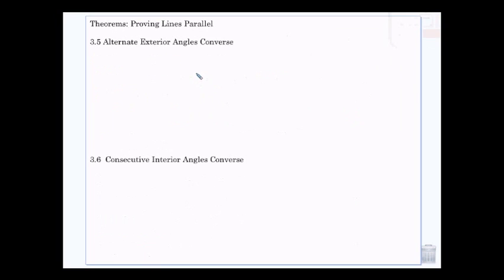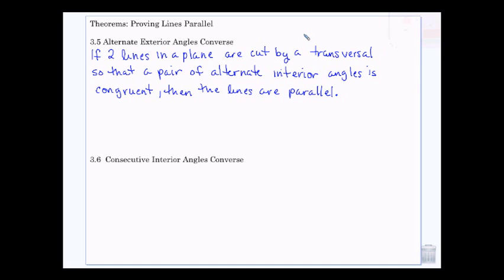All right, so now we have these theorems that we can use to prove lines are parallel. Now when I say we're going to prove lines are parallel, I don't mean we're going to write proofs. We're just going to do calculations to show that lines are parallel. Okay, so there's 4 of them. These are all converses again.